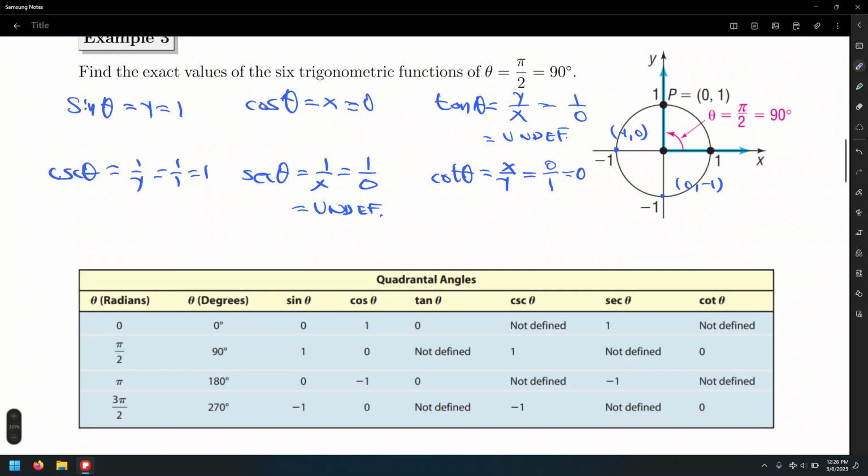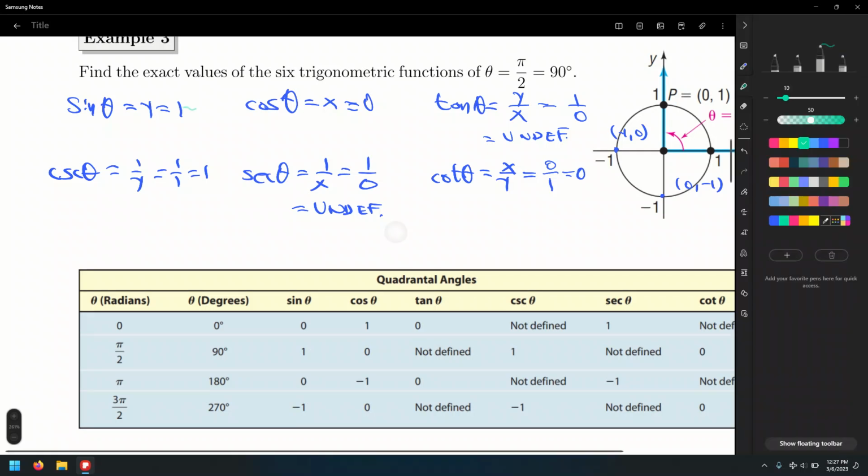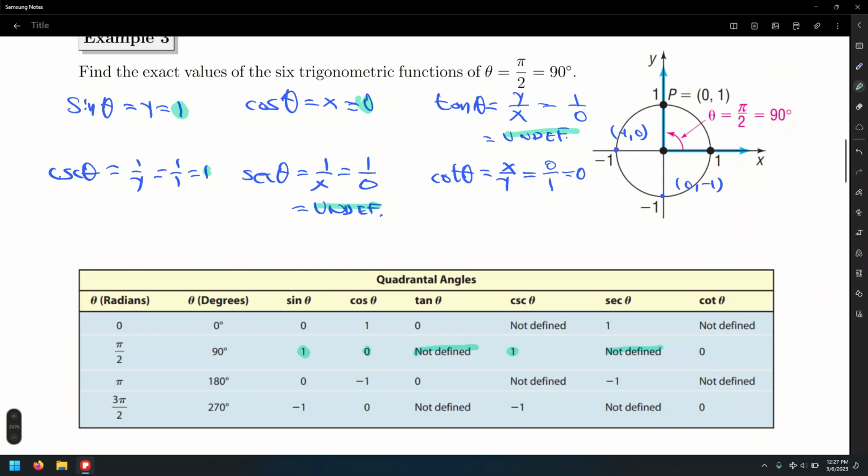Let's compare. Sine of 90 degrees is 1, cosine is 0. Let me highlight them. Sine equals 1, cosine equals 0. That matches here. Tangent is undefined. Cosecant is 1. Secant is not defined, the same way. And finally, cotangent is 0. So we can verify that from the table.